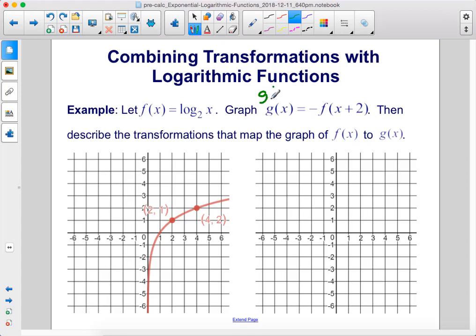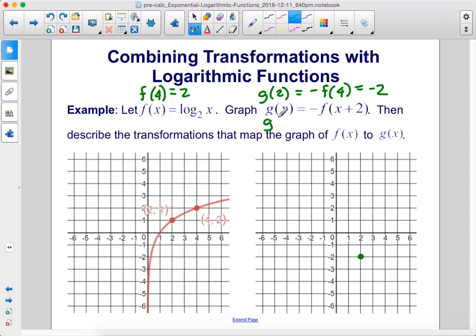Let's begin by figuring out where g of 2 is. So g of 2 will be at negative f of 2 plus 2, which is 4. What is f of 4? Well, we can just look at the graph. That's 2. So negative f of 4 is negative 2. So we have a point right there.